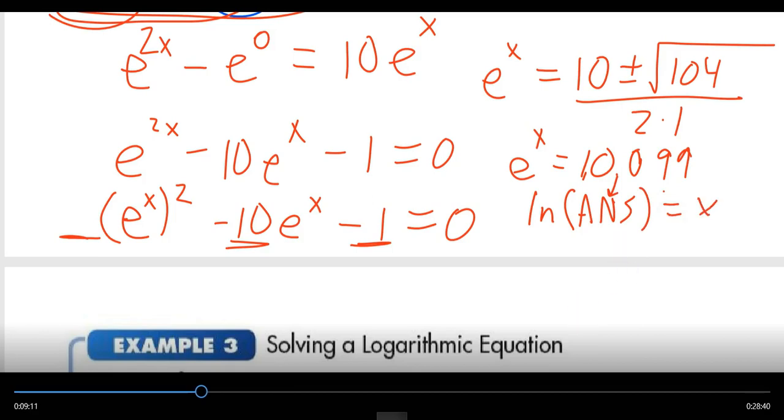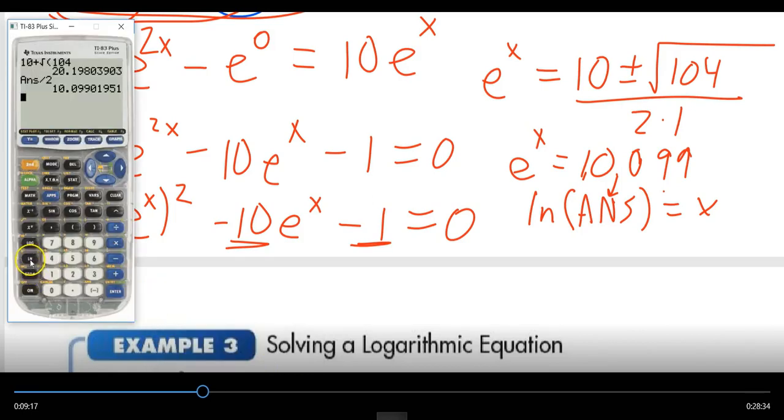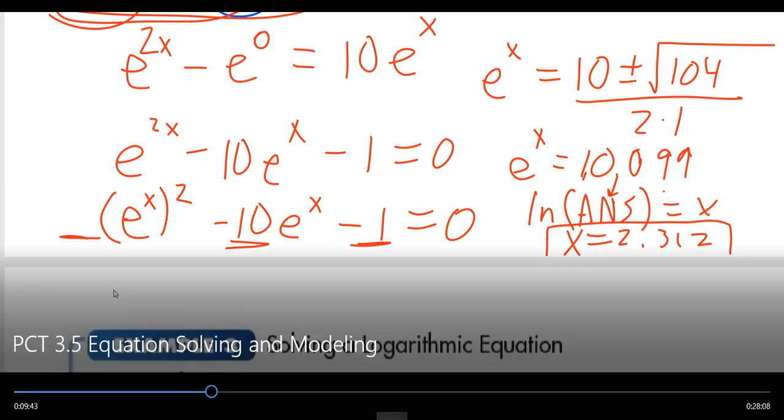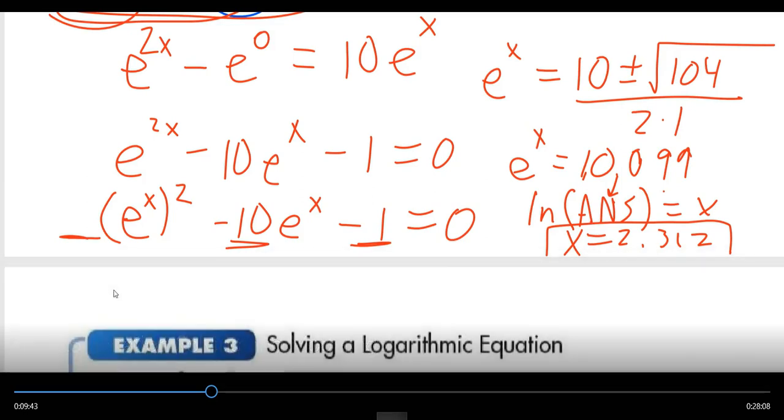And if we do that using our handy dandy calculator, the natural log of the answer, we get 2.312. Okay, so x equals 2.312. Like I said, the other one would be negative, and that wouldn't work. It's an extraneous solution. So that's the answer to our question. So there's the algebra and the graphing concepts for that. Just keep in mind, sometimes there's just one solution, but sometimes we do get two solutions.